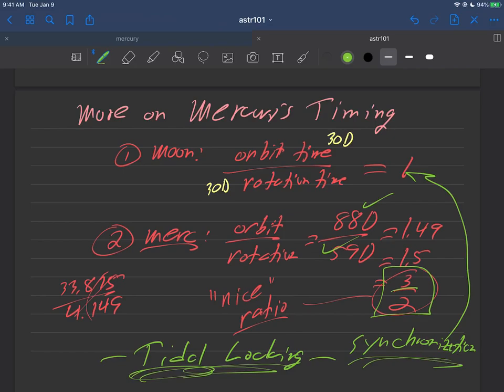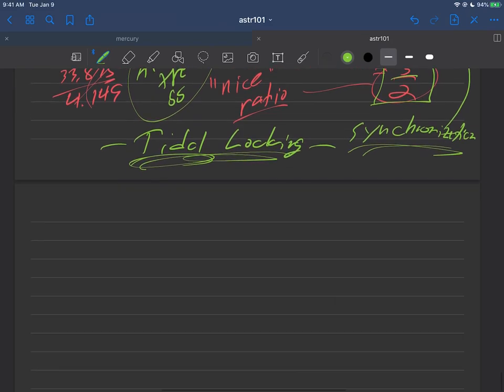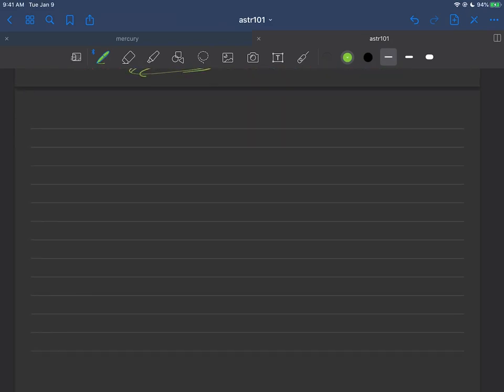So these ratios of tidal locking are all over the solar system. It isn't just something that happened for the moon to give us always the same face that we see. And here's a second example in Mercury. It isn't like it just happened there. It's actually something that goes on all over the solar system. So, in conclusion, for some of Mercury's timing, we see a few things.